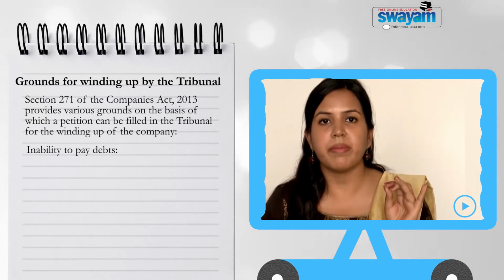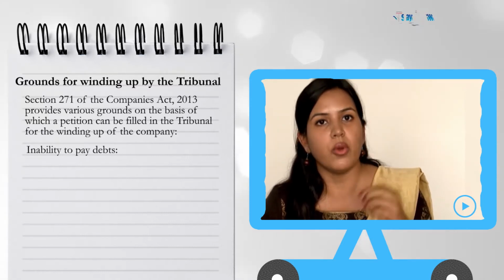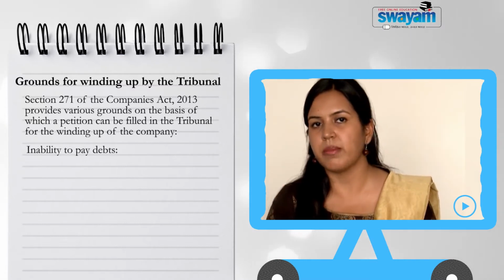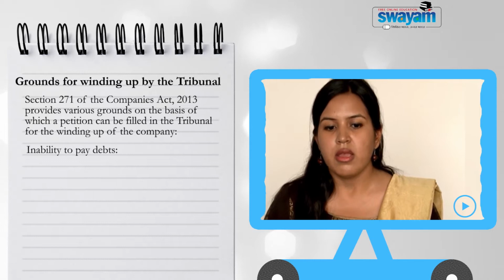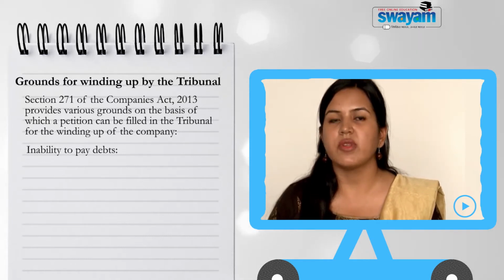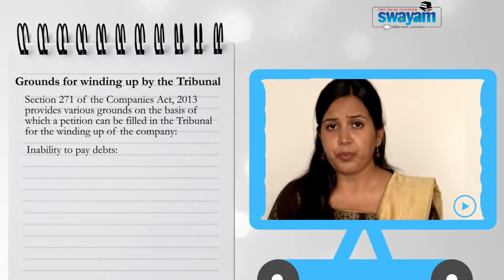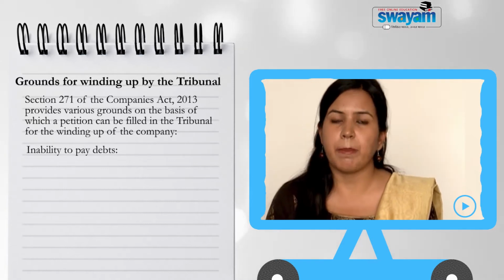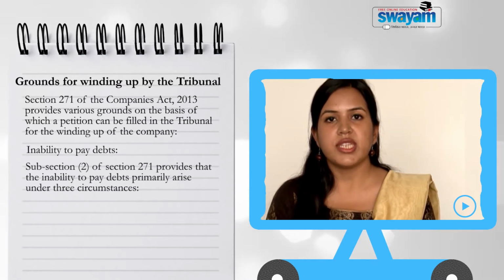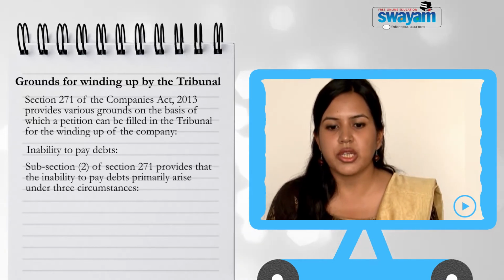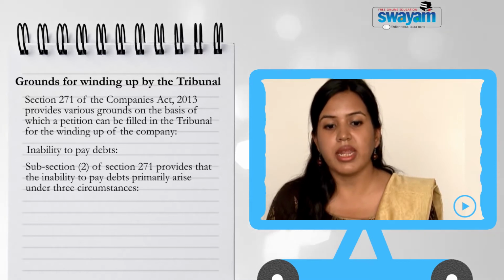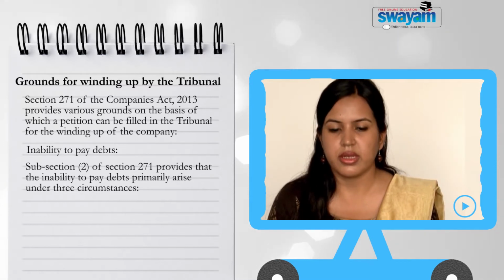They will never pay the debts of the company from their own pocket, because the company is one thing and its members are another thing. They both are separate bodies. So in case of inability to pay debt, the company has to suffer the consequences, and the consequence is the petition for the winding up of the company. So Section 271, sub-section 2 provides that the inability to pay debts primarily arises under three circumstances.